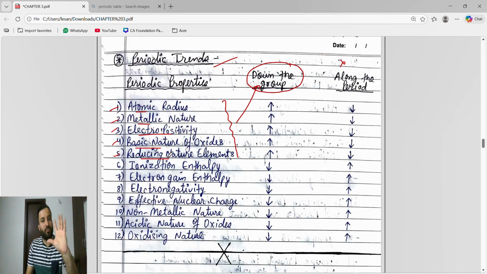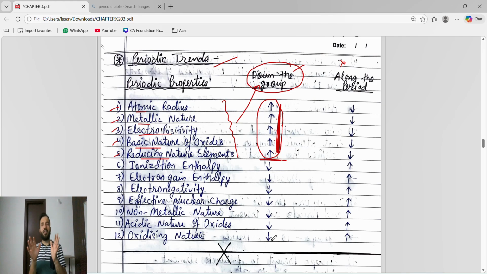You have to remember these 5. All these 5 are increasing down the group. Sorry, I said down the period, it is down the group that they increase. These 5, atomic radius, metallic nature, electropositivity, basic nature, reducing nature, are increasing down the group. Except these 5, all the other periodic properties decrease down the group.